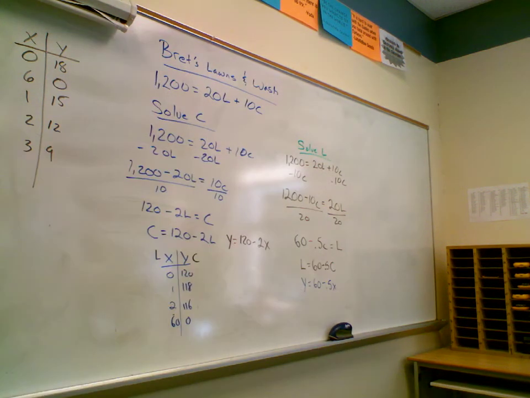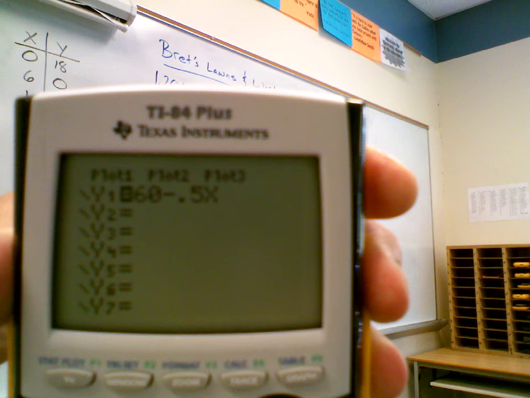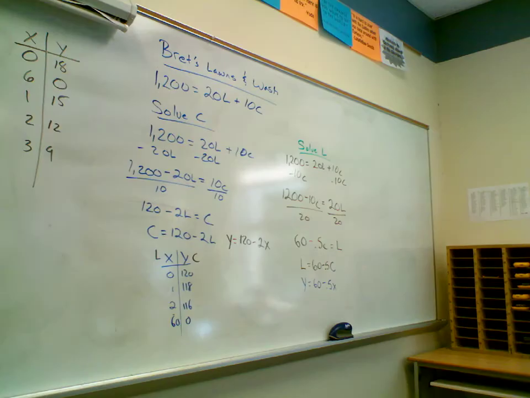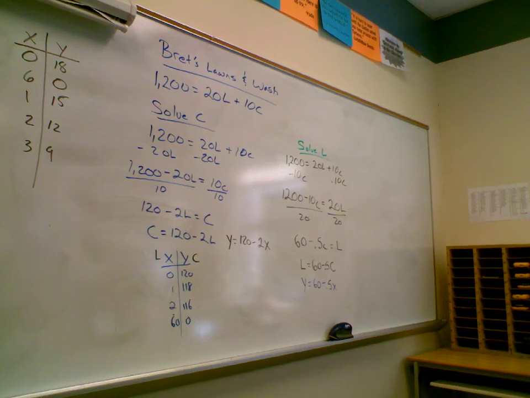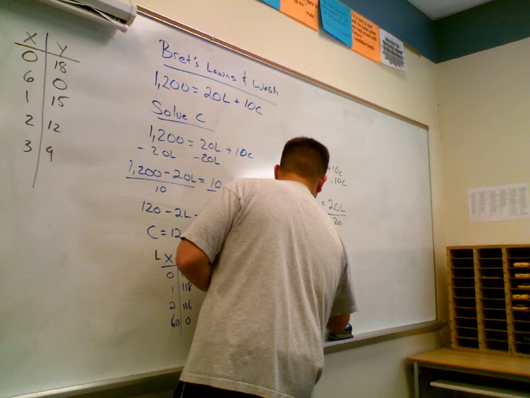So take your calculators, guys. Go back to your Y equals. Plug in 60 minus 0.5X. Then hit second table again. There's a lot of decimals now, aren't there? We'll talk about the decimals here in a second. Now I'm going to write this table over here.